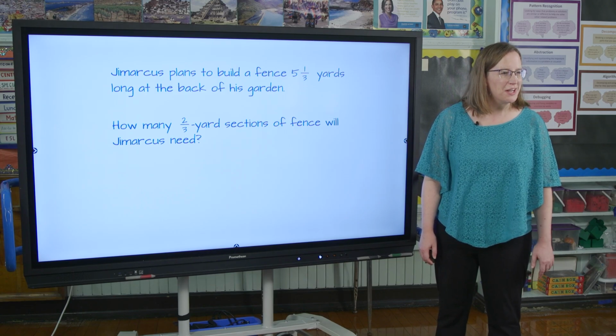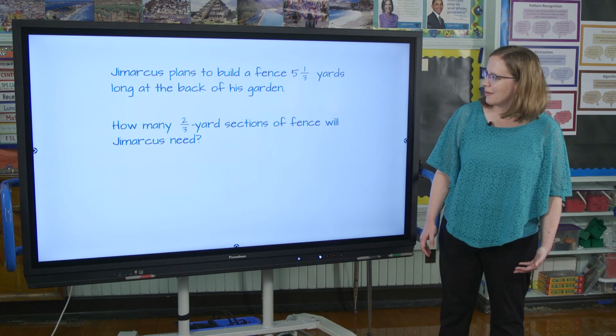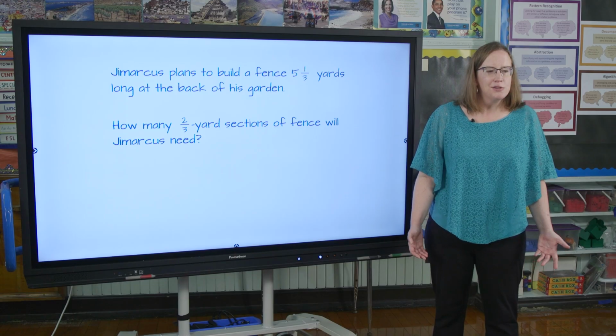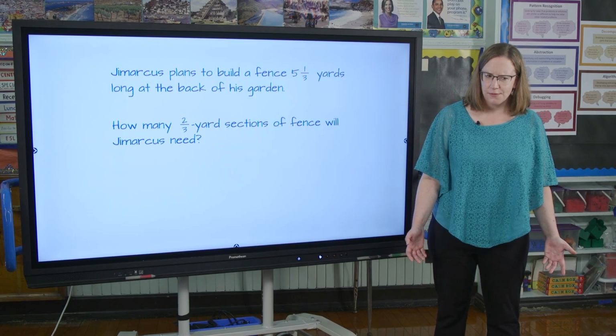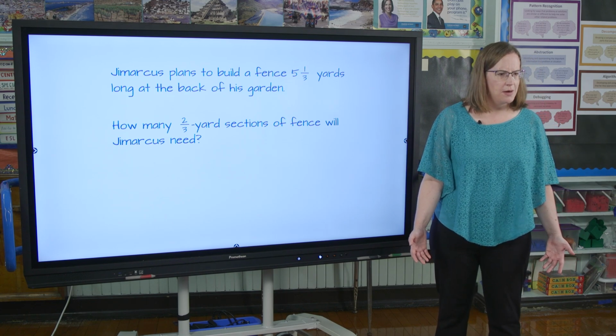Logan and Amari were working on this problem, and they did something cool I want to share with you. So the problem says, Jamarcus plans to build a fence 5 1/3 yards long at the back of his garden. How many 2/3 yard sections of fence will Jamarcus need? Now, Logan and Amari weren't sure what to do right at first, so they just focused on trying to make sense of what was going on in the problem.